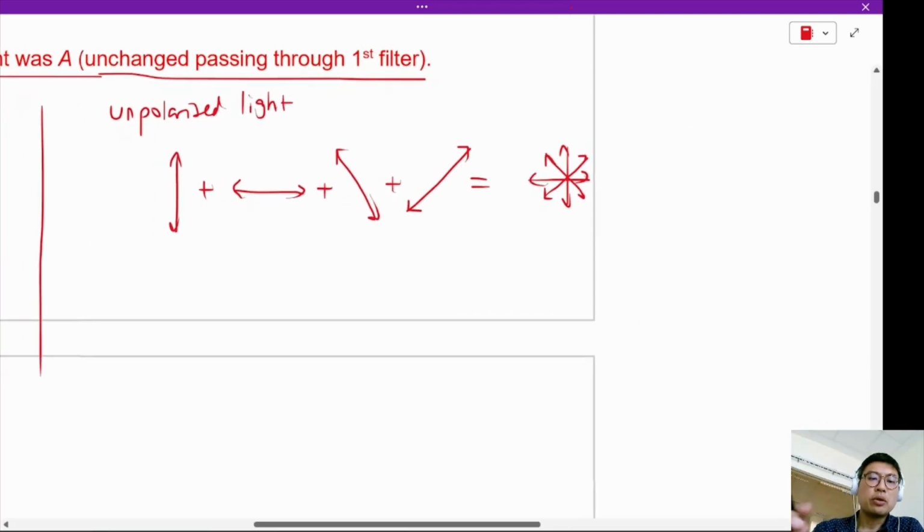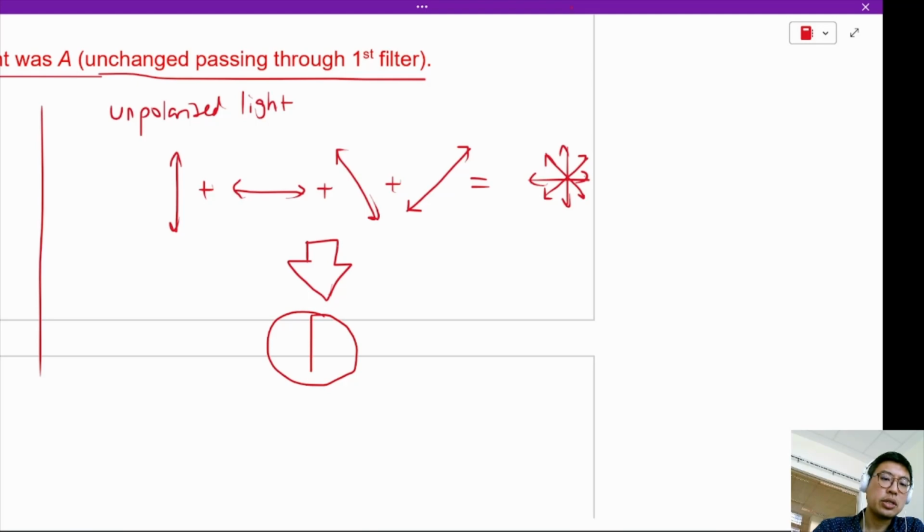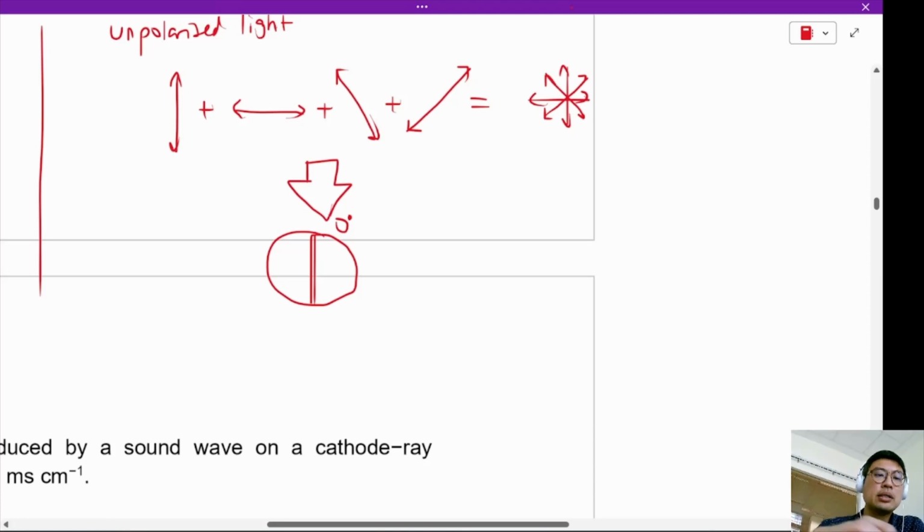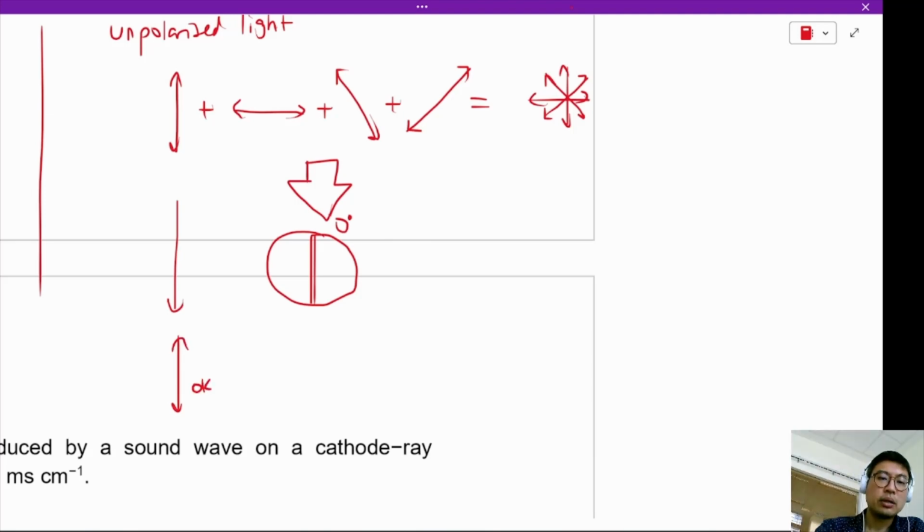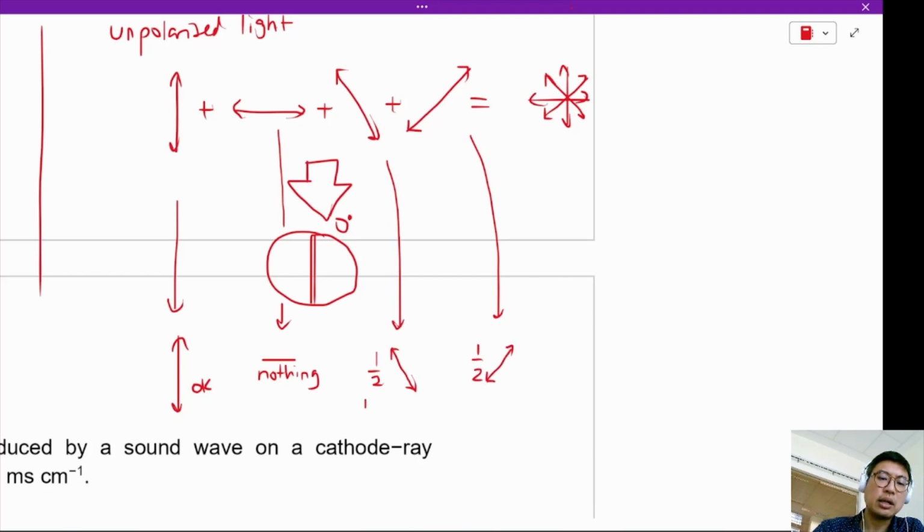So what happens when you pass the unpolarized light through a filter which is set at 0 degrees? When you pass this unpolarized light through the filter, the vertical polarized light passes through. The horizontal polarized light does not, nothing comes out. And then the two other polarizations, they come out, they will be halved because they are at 45 degrees, so the intensity is half.